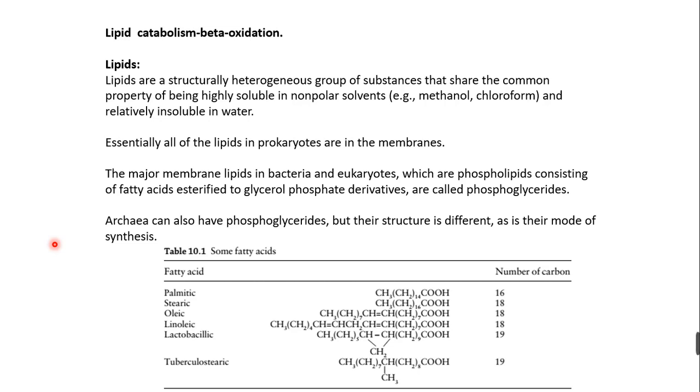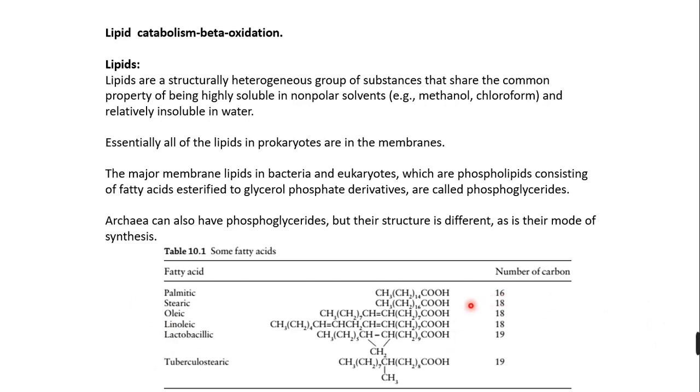Usually lipids are structurally heterogeneous. It is a group of substances that are highly non-polar, soluble only in non-polar solvents, hydrophobic and insoluble in water. These are the common properties of lipids you may have studied in basic biochemistry. And these are the fatty acids: palmitic, stearic, oleic, linoleic, lactobacillic, and tuberculostearic. These are the different fatty acids available.